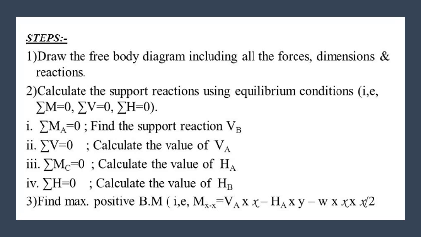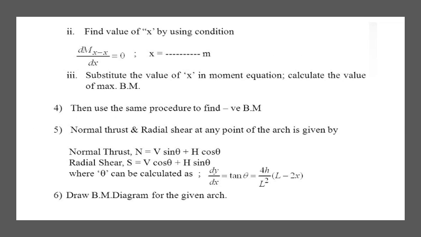Then find out the bending moment according to the load, and find out the internal forces, normal thrust and the radial shear. By using the equation, draw the bending moment diagram if it is asked. Remember, to find the bending moment, we consider the beam as the arch, find the bending moment, and superimpose the bending moment of the horizontal thrust of the arch. That will always be parabolic, so we superimpose both of them to get the bending moment of the arch.